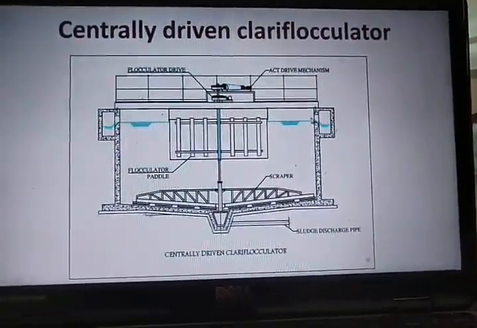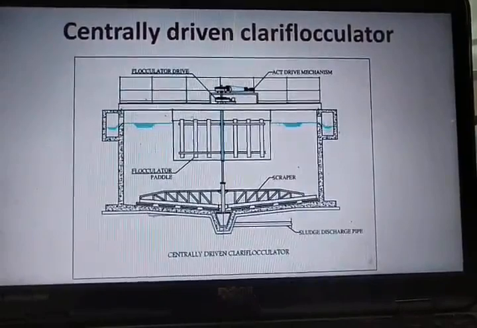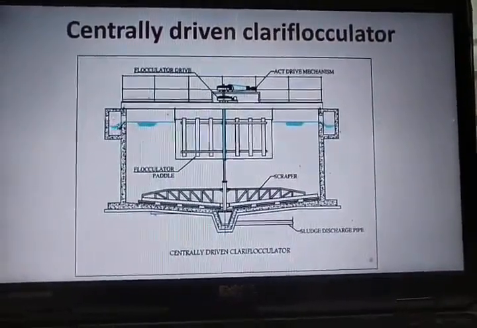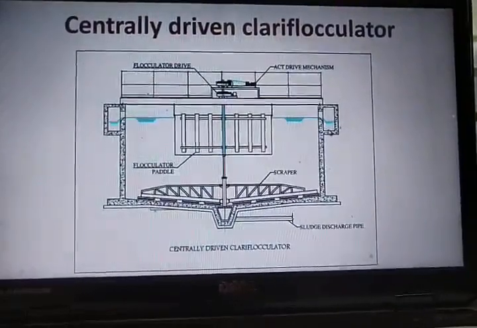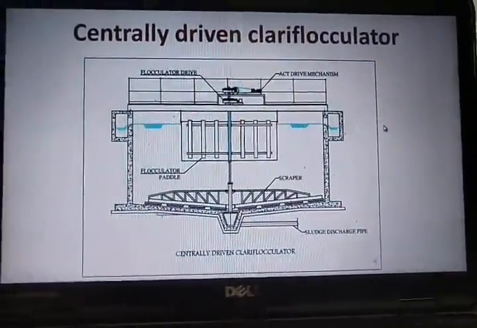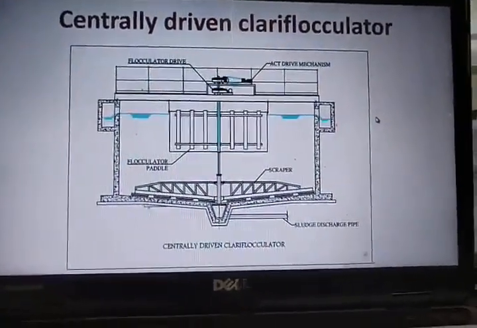The drive motor is here, and this is the superstructure of the clariflocculator, as you can see in the diagram. And these are the outer launder or weir, which takes the treated or clear water to the next subsequent treatment unit, that is filtration followed by disinfection.